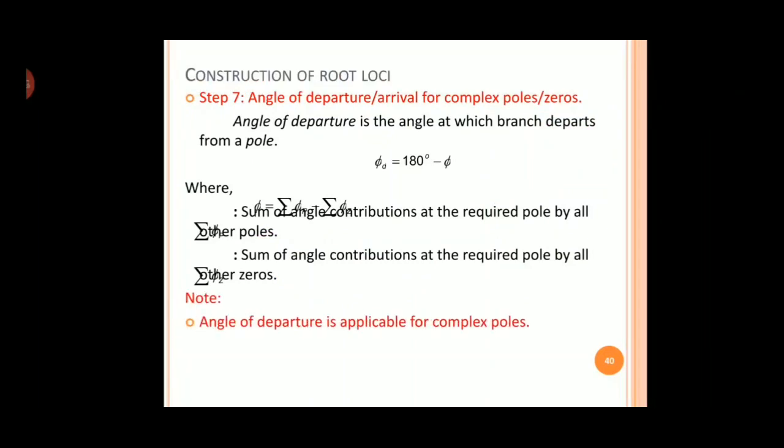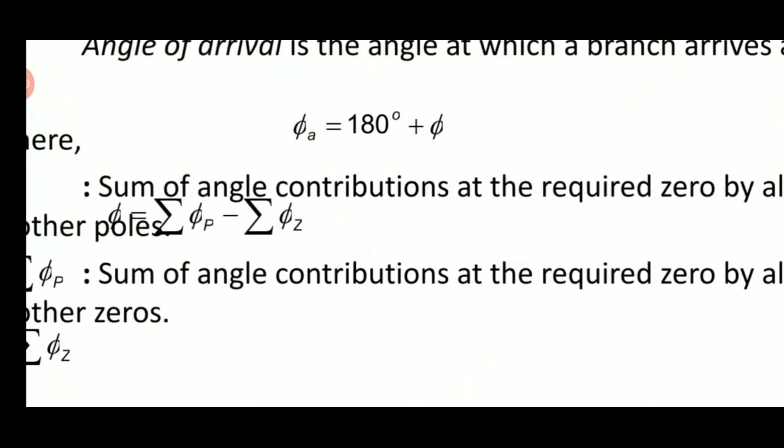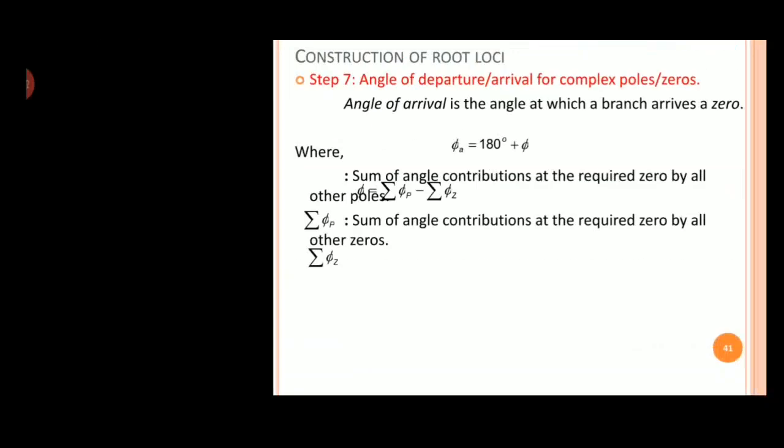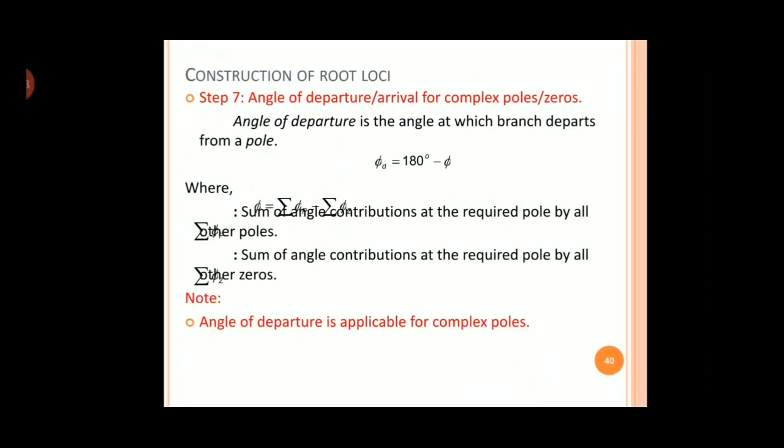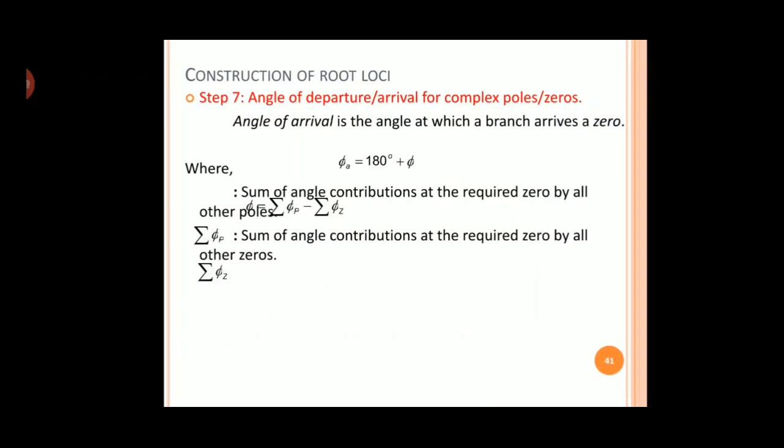You can see a note: angle of departure is applicable for complex poles. You can understand this better when we take an example shortly. So the angle of arrival is much similar to the angle of departure, with a very little difference. Angle of arrival is the angle at which a branch arrives at a zero, and that is phi A, which is 180 degrees plus phi. So you have seen that in angle of departure we had 180 degrees minus phi, and in this it is 180 degrees plus phi.